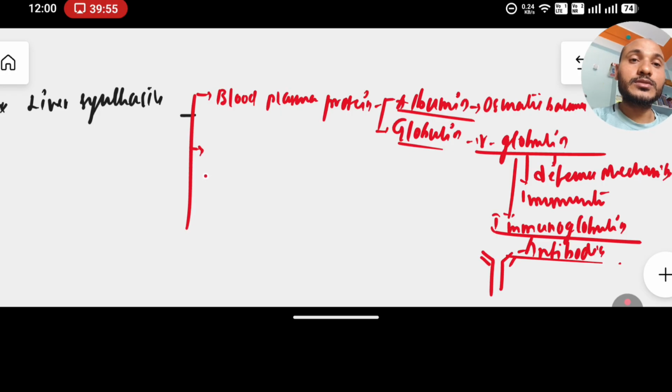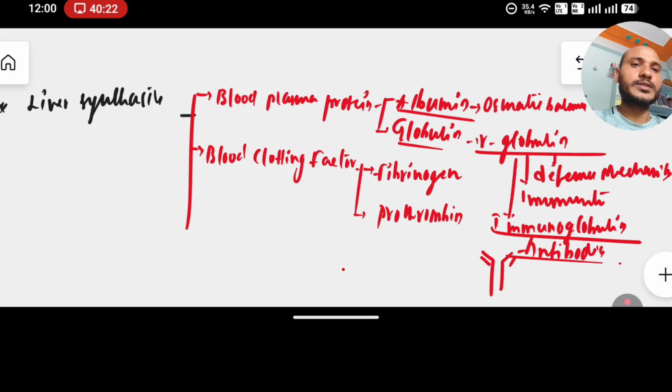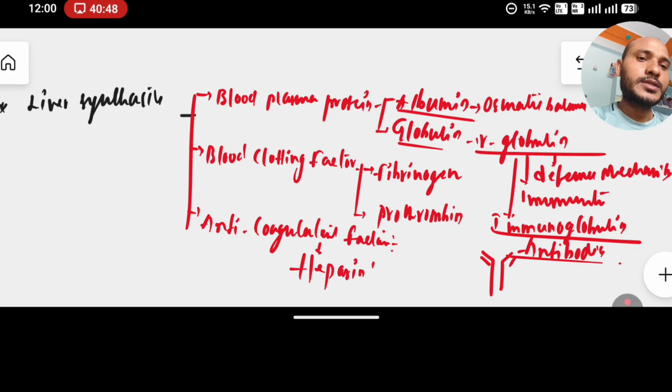It also helps in the synthesis of blood clotting factors. Two most important blood clotting factors are synthesized by the liver: fibrinogen and prothrombin. These two factors play an important role in the clotting process. Heparin is an anticoagulant factor which is also synthesized or produced by the liver.